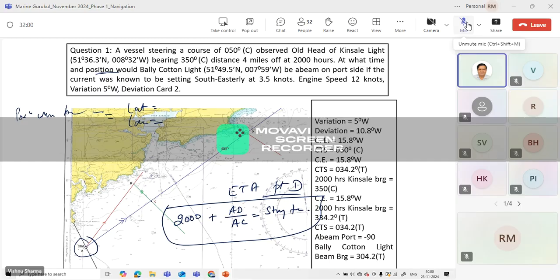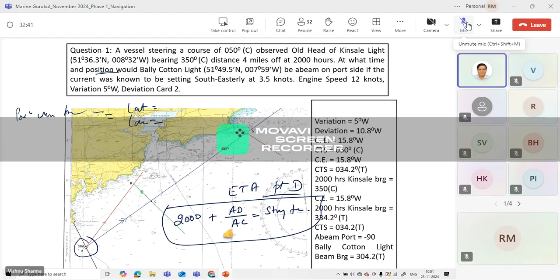What all have we revised? Use of error and converting the compass course and compass bearing to true. Then getting the ship's position by range and bearing. Then allowing for current. Then converting relative bearing to true bearing. Then finding the position of being a beam. And then finding the ETA, or the time at which you expect the vessel to be reaching point D. Are all these things clear which I have just repeated?